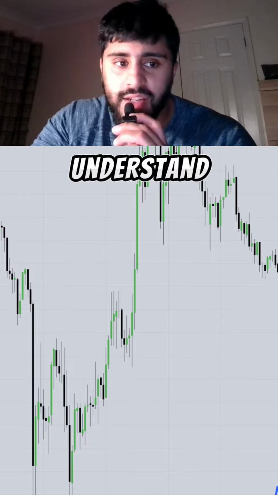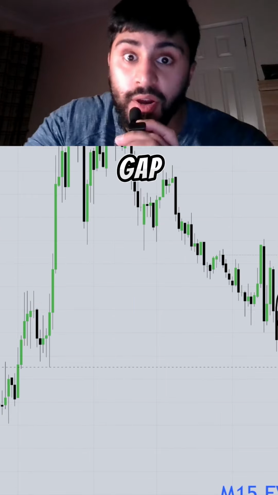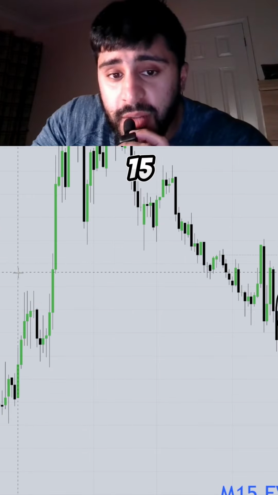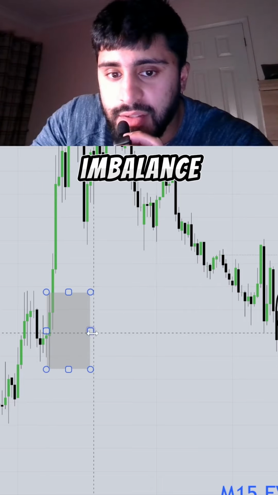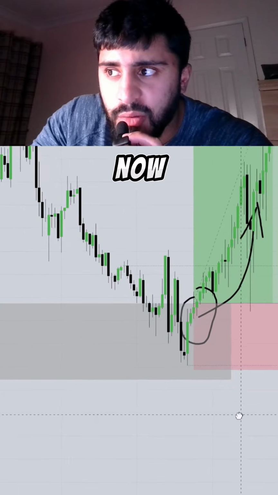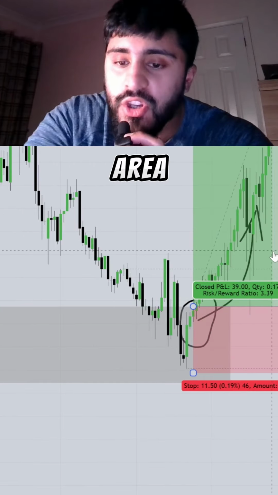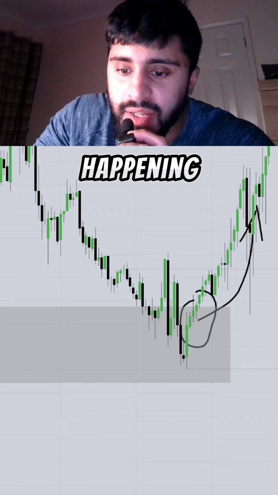The first thing you want to understand is you're looking for a 15-minute fair value gap. Heads up: when you're looking for a 15-minute fair value gap, you are essentially marking out the last candle before the imbalance. This is very, very important. Now that we see price rejecting off this area, you need to understand exactly what's happening in this region.